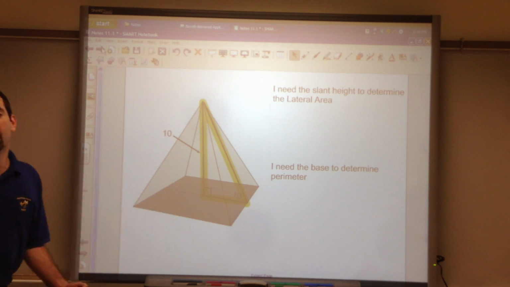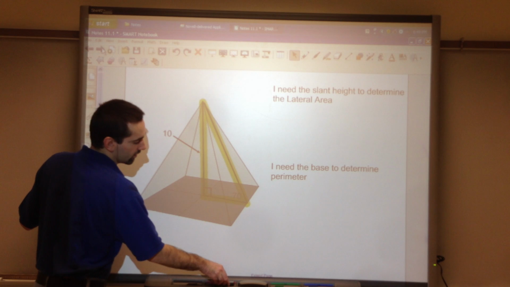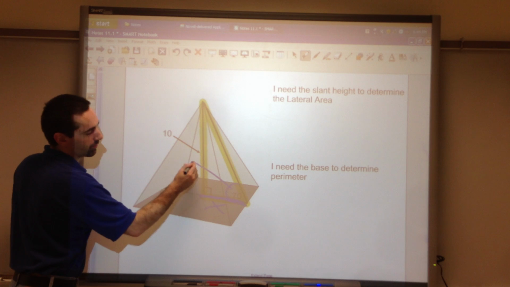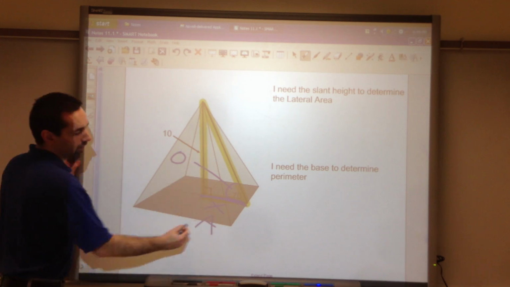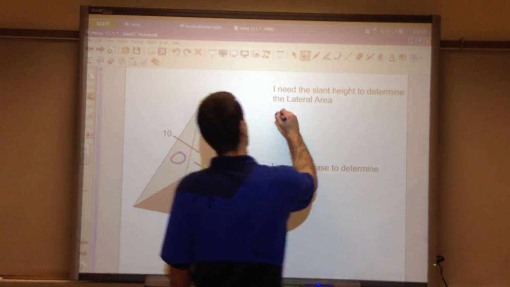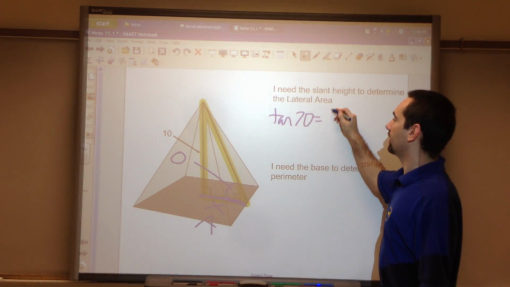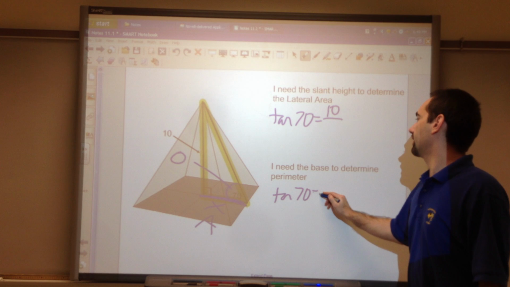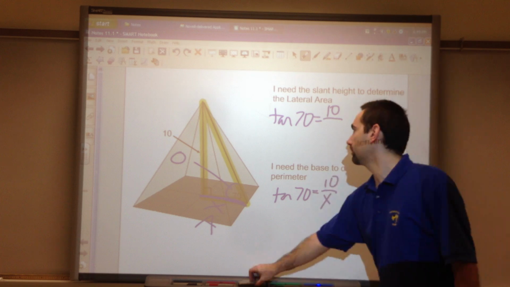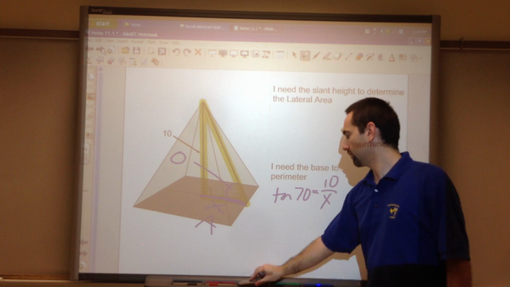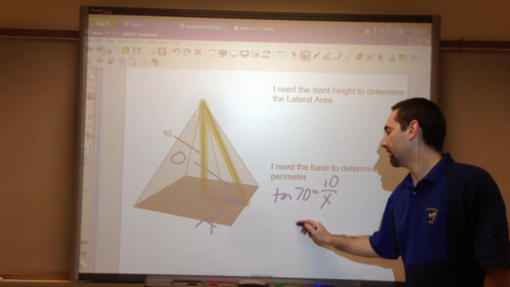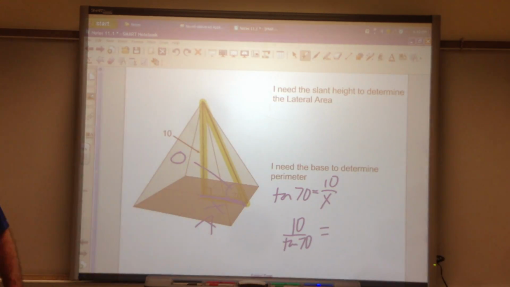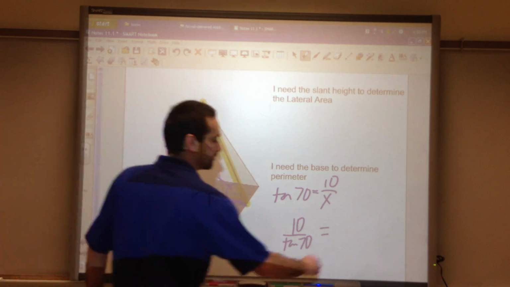But also, we might need to be using trig. So same idea. I'm going to call this length here x. Opposite, adjacent, tangent. So the tangent of 70 is the opposite over the adjacent. X is on bottom, divide, 10 divided by tan 70. 10 divided by tan 70, we get 3.6.